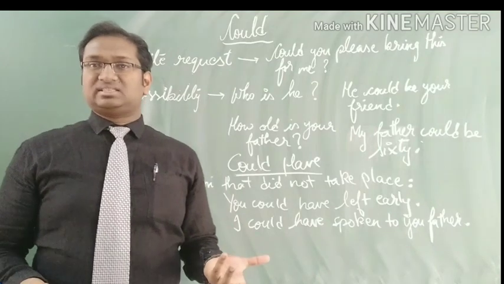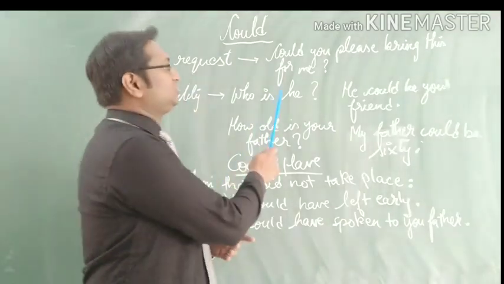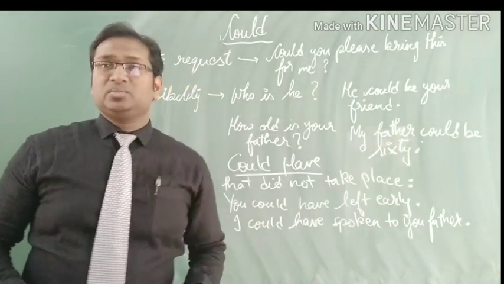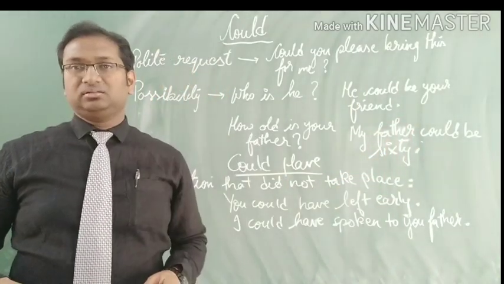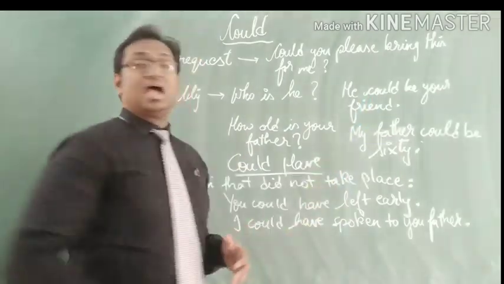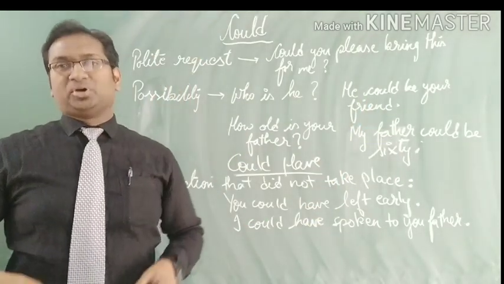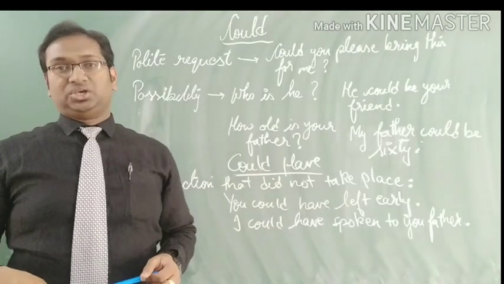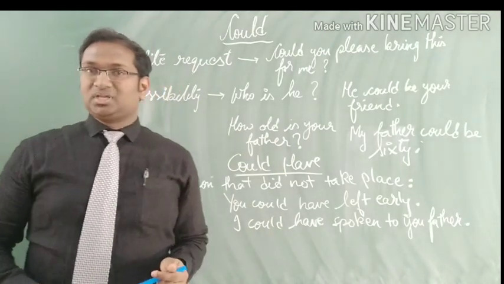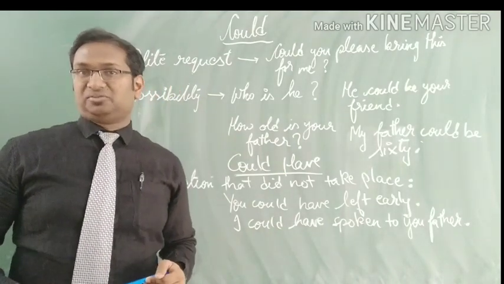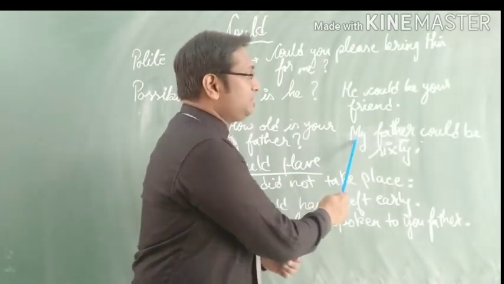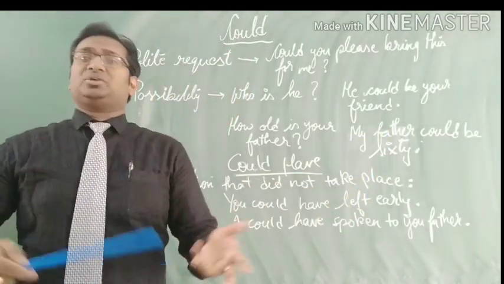I don't know the exact answer, so what I am going to answer. Who is he? He could be your father or he could be your uncle. I don't know that person. That is why I am using could and I am just showing possibility that he could be your father. How old is your father? Now, I don't know the exact age of the father. So, what I am going to answer, I will say, my father could be 60.